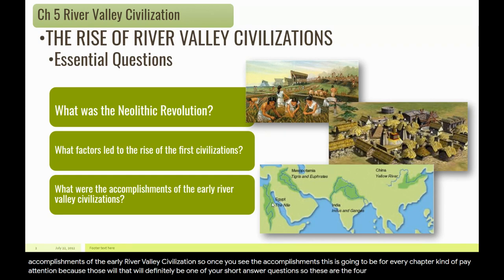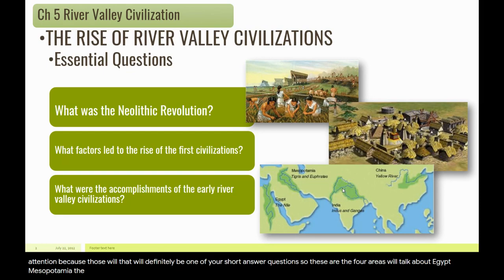So these are the 4 areas we're talking about: Egypt, Mesopotamia, the Indus River Valley, or the Indus and the Ganges, and then the Yellow River.